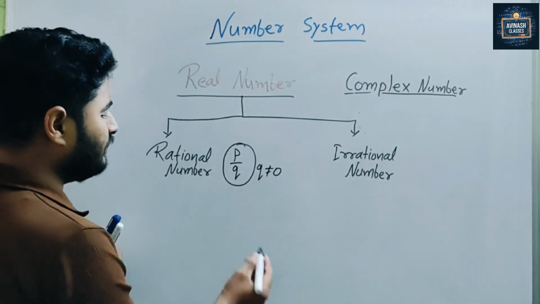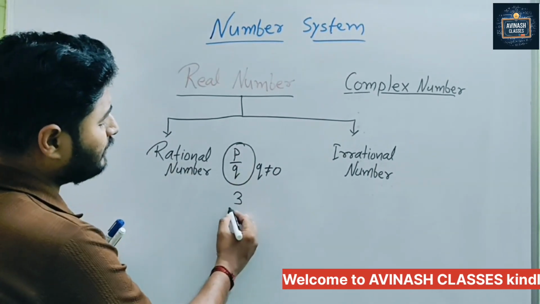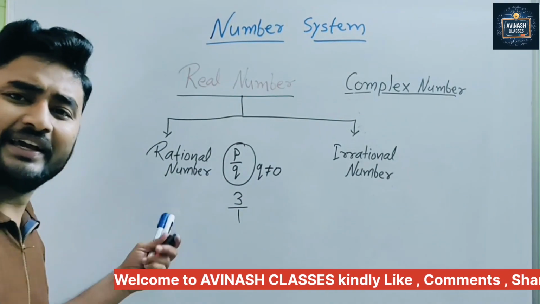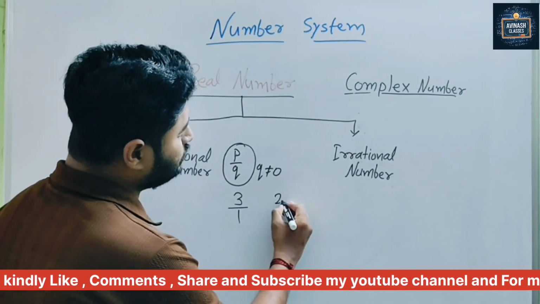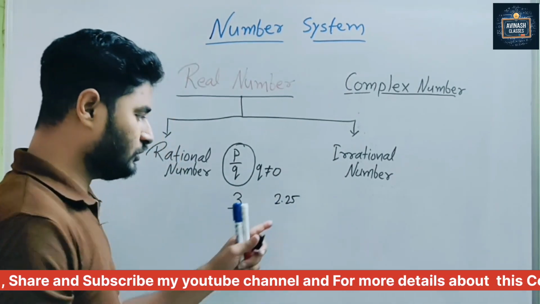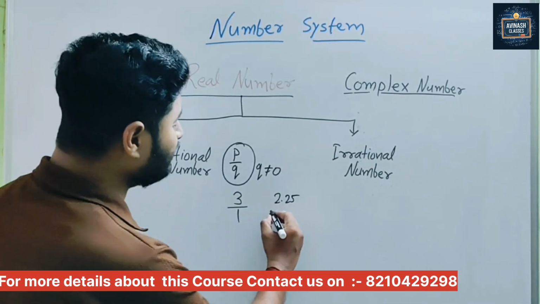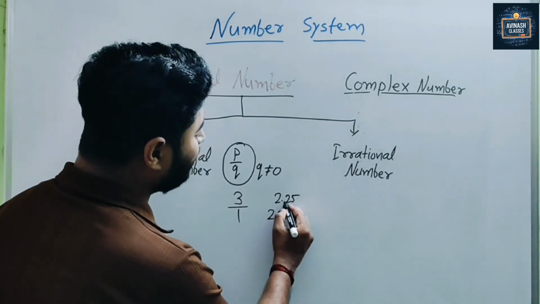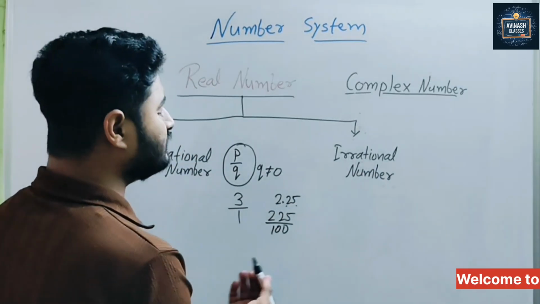So now tell me, sir, is 3 a rational number? Yes, sir, but it's not in this form, right? So can we write here 3 by 1? The answer is the same. Okay, sir, now decimal form. Suppose we write 2.25. Can we convert this? Yes, we can convert it into fraction form. How? We write here 225, and after the decimal there are 2 places, so we keep here 100 and reduce this to the simplest form.